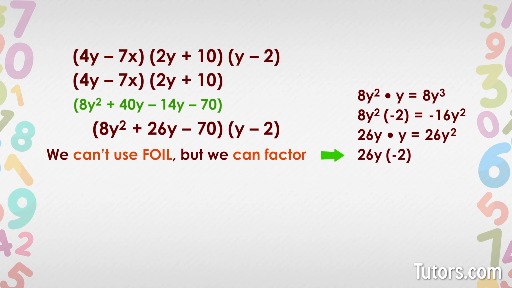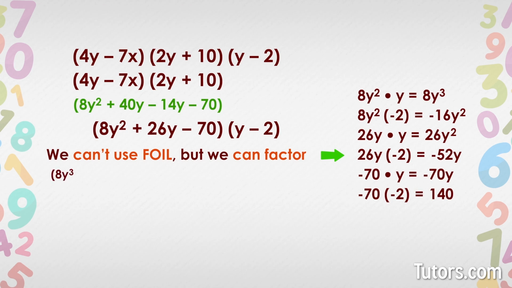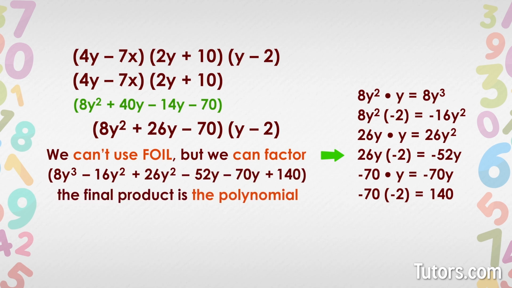26y times negative 2 equals negative 52y. Negative 70 times y equals negative 70y. Negative 70 times negative 2 equals 140. Now we list all of our answers in a row and simplify terms. Our final product is the polynomial 8y cubed plus 10y squared minus 122y plus 140.